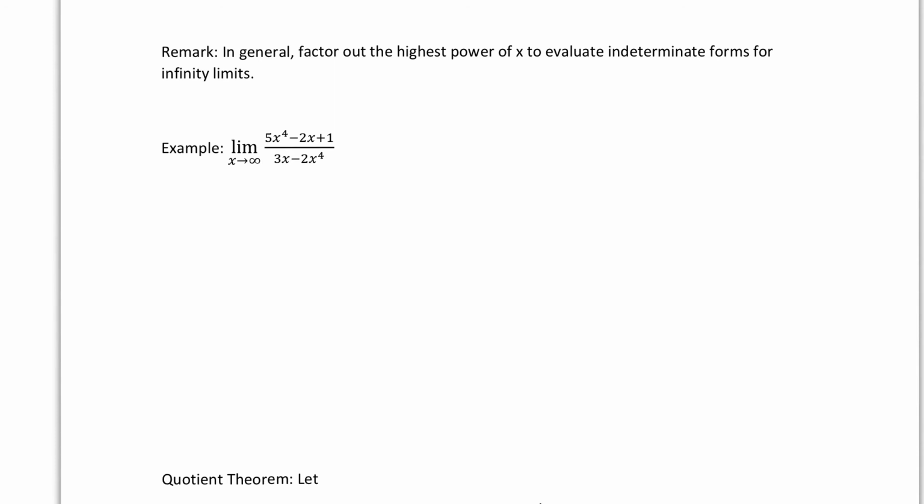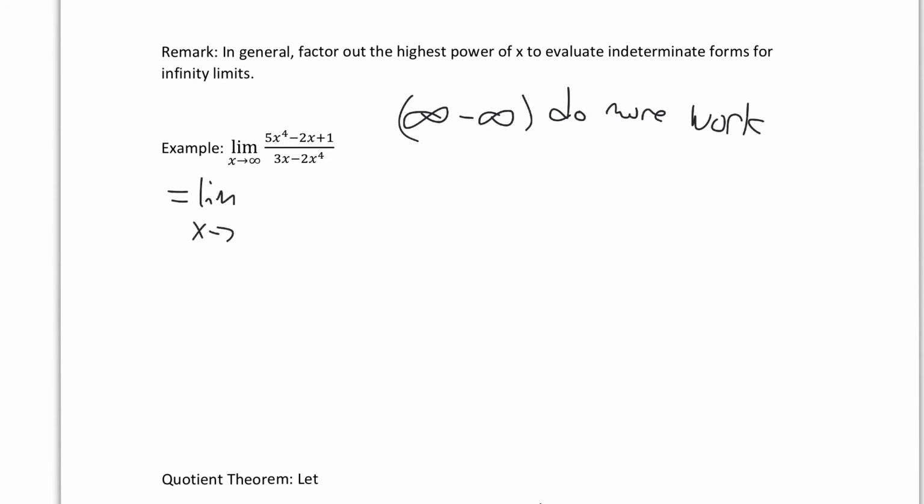Now, in the numerator, this would be an infinity, because infinity to the 4 times 5 will be infinity, minus infinity. So already, right at the beginning, we've got infinity minus infinity. We need to do more work. No question about it.